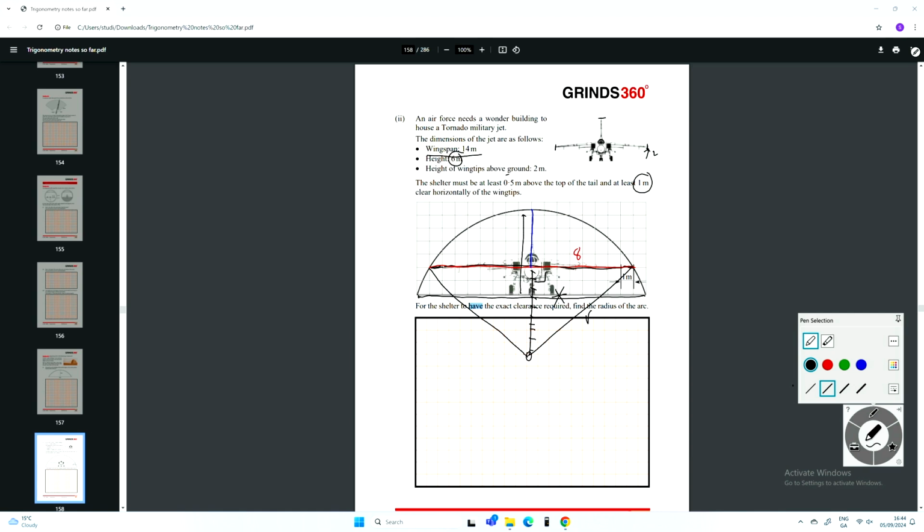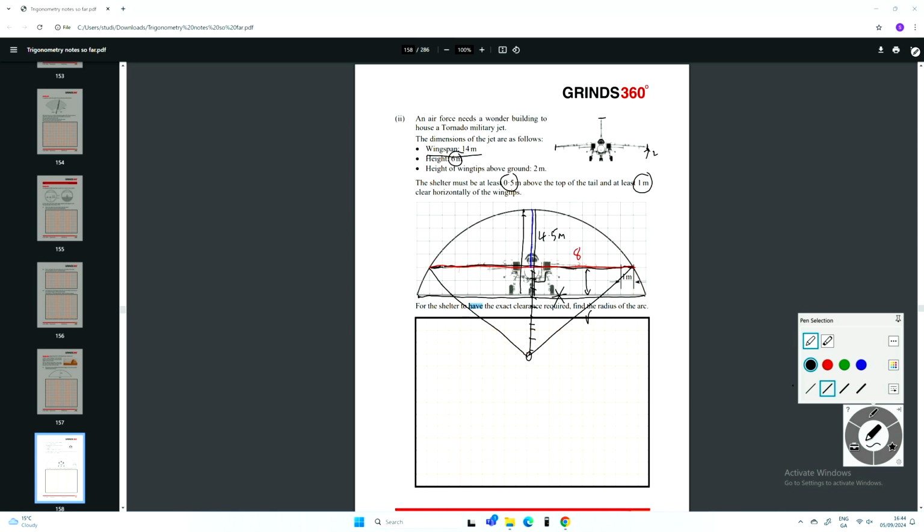And then we must have another ½ meter above that, because we've got a ½ meter above here. So from here all the way down to the bottom, to the ground of the shape, is 6.5 meters. But because the wingtips, the red line here, are 2 meters above the ground, if I subtract 2, that means that's 4.5 meters there.